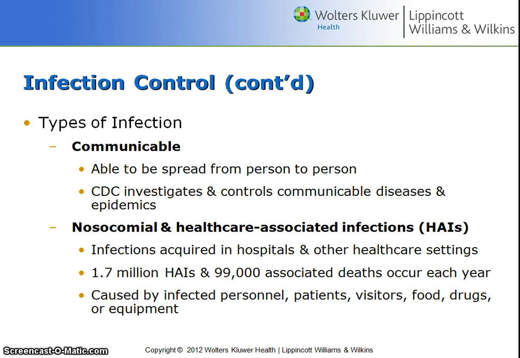Okay, so I want you guys to be aware of the difference between the types of infection. There's communicable, which is able to spread from person to person, and there's nosocomial or health care associated infections. These are infections acquired while a patient is in a hospital or other healthcare settings. As you can see, it is a pretty big deal. There's 99,000 associated deaths per year from nosocomial infections. Again, these being the ones that a patient contracts while actually in the healthcare facility.